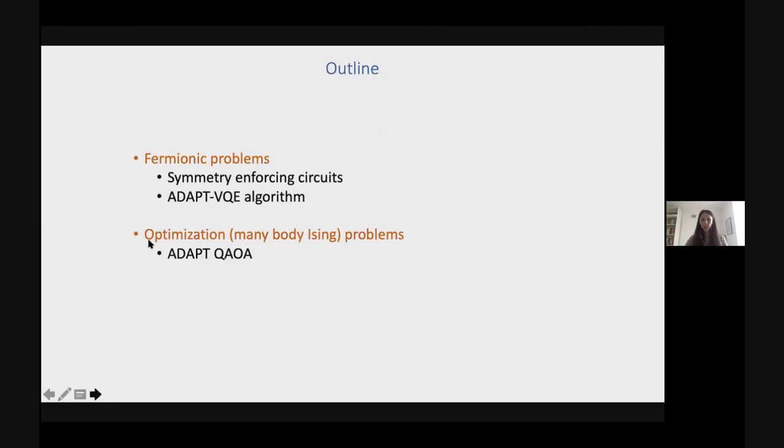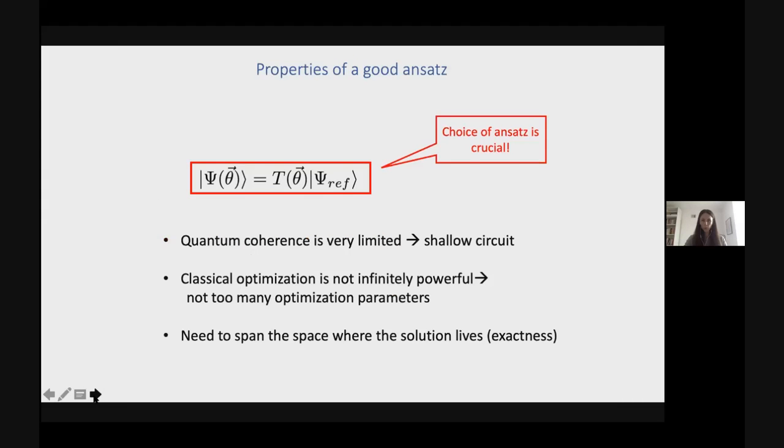So for my talk, I'm going to focus on the stage where you create the ansatz. That's going to be the focus for this work. And I'll start by talking about symmetry enforcing circuits in fermionic problems.